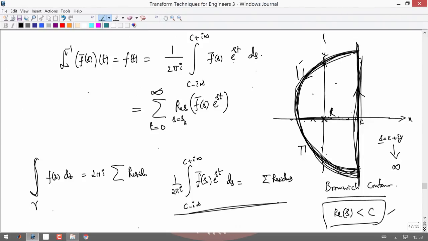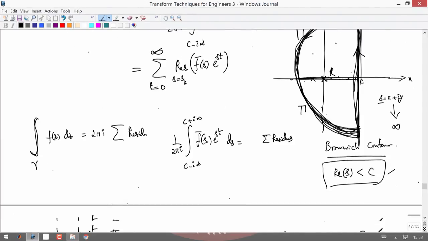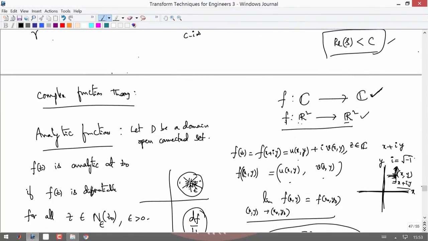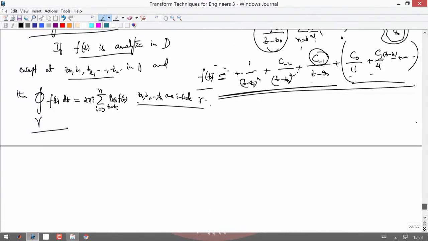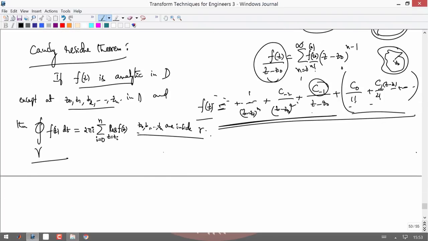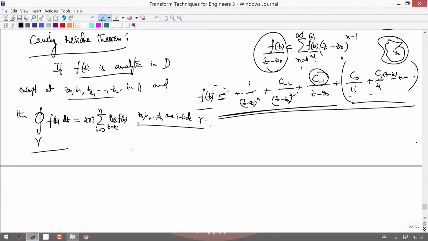If you can find where this function has singular points, e power s t is an analytic function, so given f of s you can easily find at what points it is not analytic. Those are singular points; at those singular points you find the residues, and that will give the inverse Laplace transform of the function f bar of s. We will give you more examples of how to find these residues.